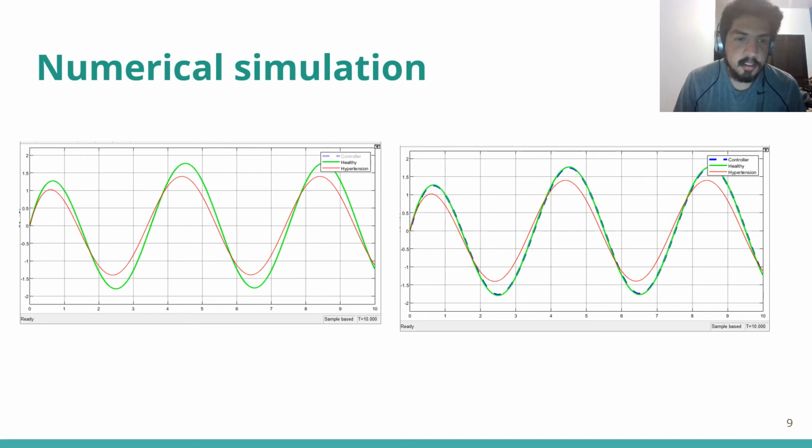In the first graphic, we can see the healthy person, and with the variation of the parameters, we can see the hypertension person has a lower arterial pressure. In the other graphic, we can see the controller helps this hypertension person adjust the signal to be equal to the healthy person.